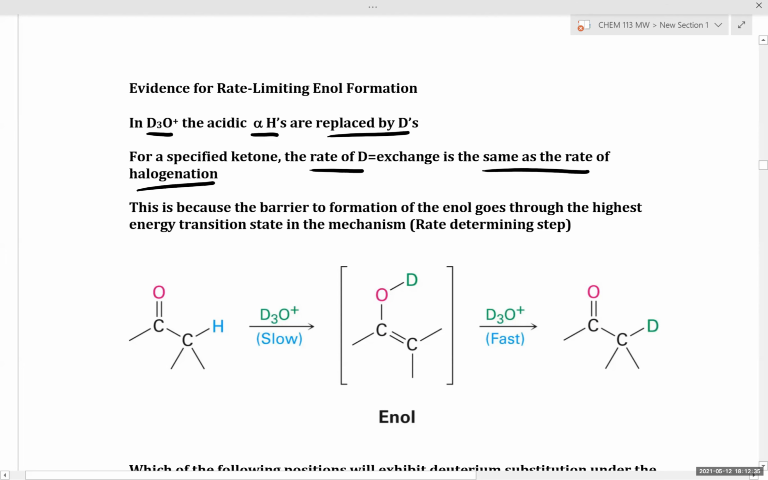And this stems from the fact that the rate limiting step is not actually the reaction of your enol tautomer, but the formation of the enol tautomer. The tautomerization step is the rate limiting step for this reaction.